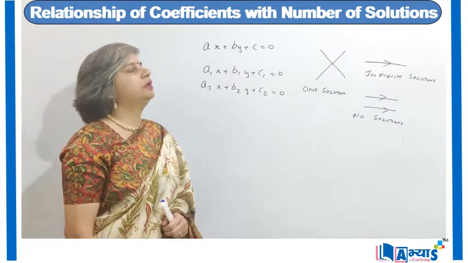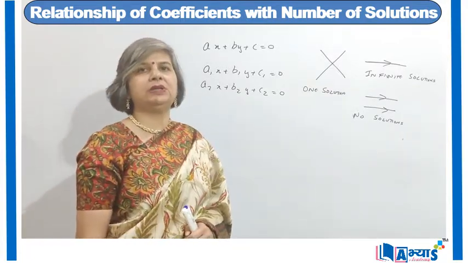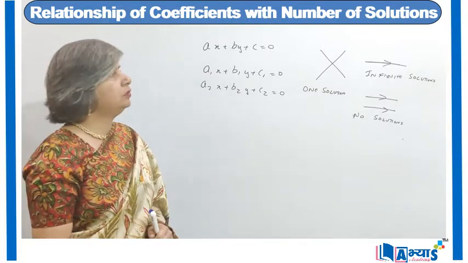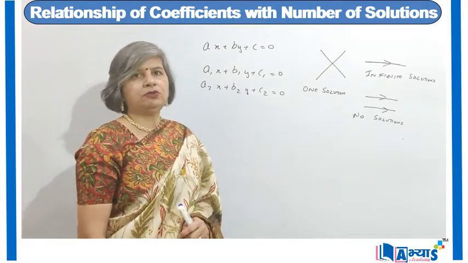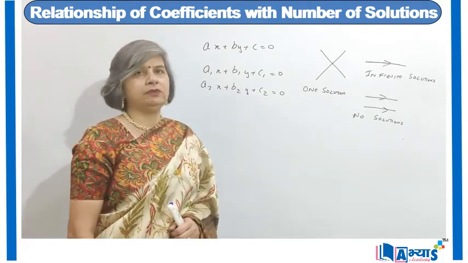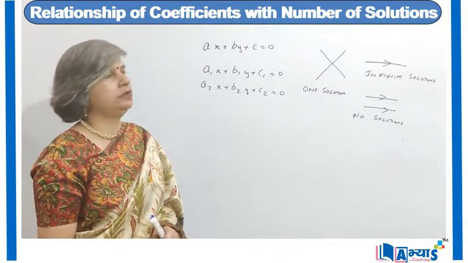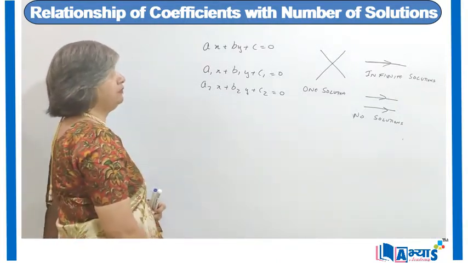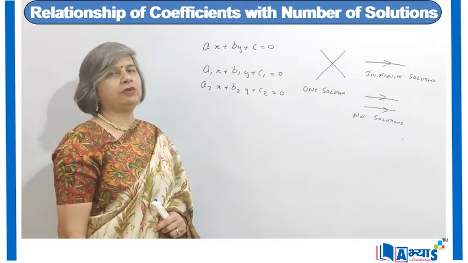Now one way of finding the solution is to solve this pair of equations, and then we can identify how many solutions it can have. But we can also find the number of solutions the equation will have using the coefficients of the equation. That means now we will derive a relationship between the coefficients to identify the number of solutions.